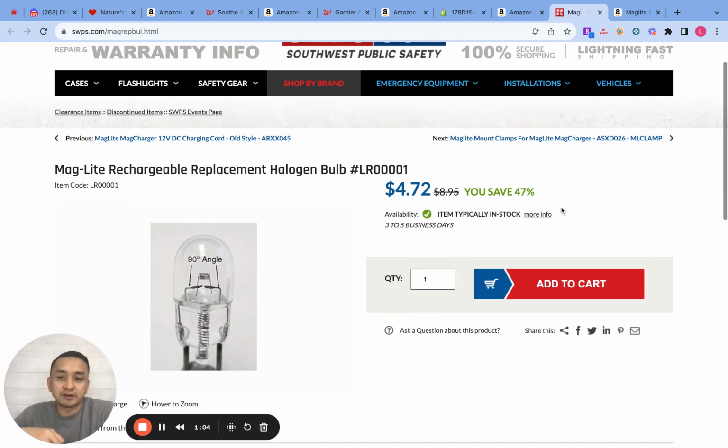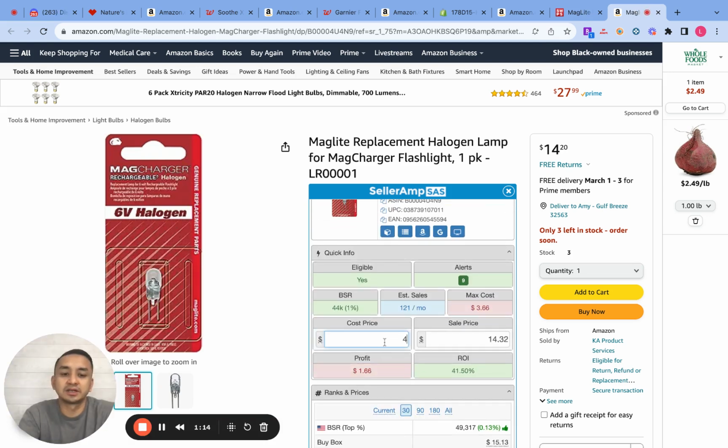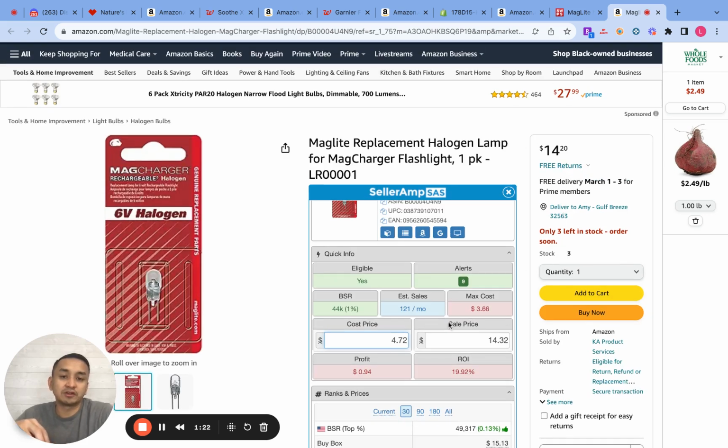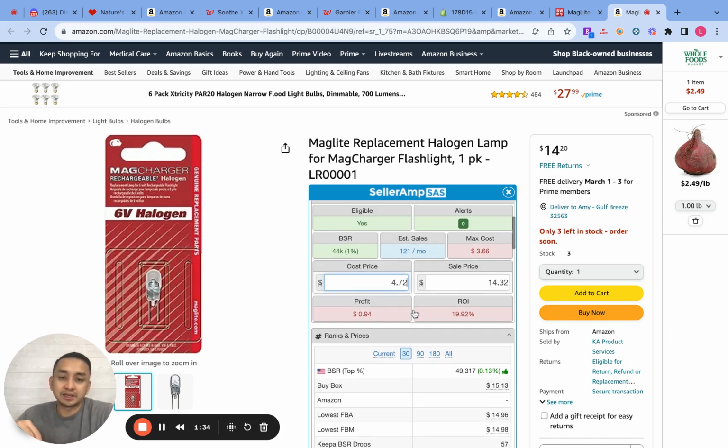And then from here I would get the cost of the product, right? So this one is $4.72 from the supplier. So I would plug in $4.72 here under cost. And then the sale price on Amazon is currently at $14.20 or $14.32, which gives us a 20 or 19% ROI, right? The profit though is on the low side because we're selling a lower ticket product. And then estimated sales a month is at 121 sales a month.